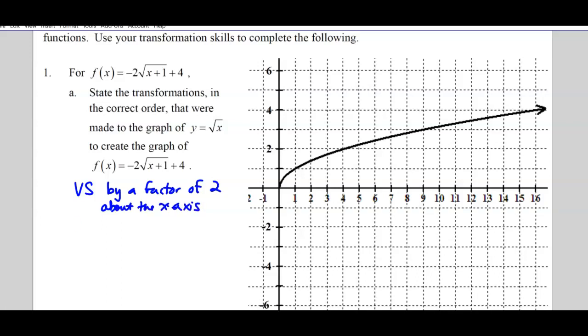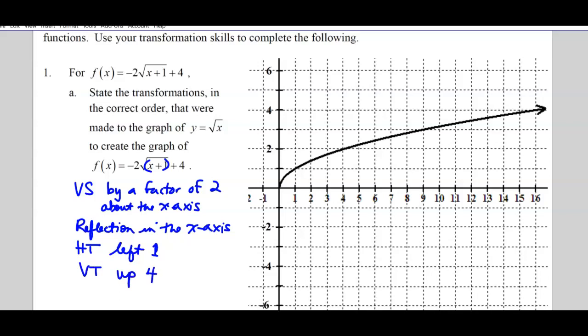Okay. Then a reflection. That's -2, so that's changing the sign of y. So that's in the x-axis. And then here, that's like having brackets there, right? So horizontal translation, left 1, and a vertical translation, up 4. Okay.